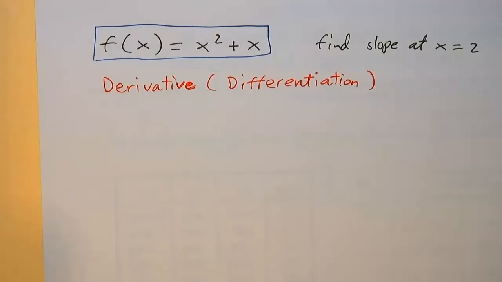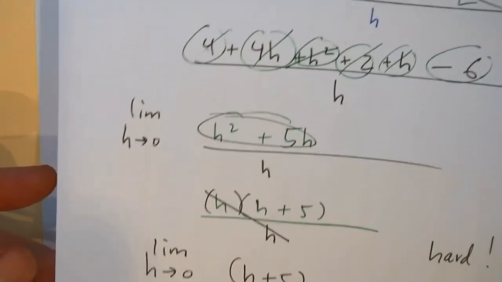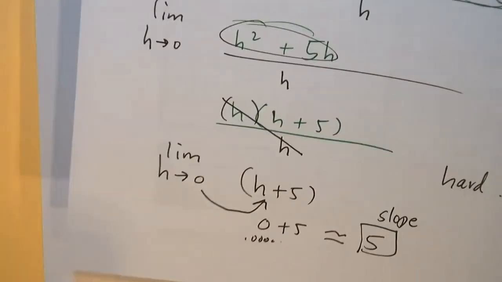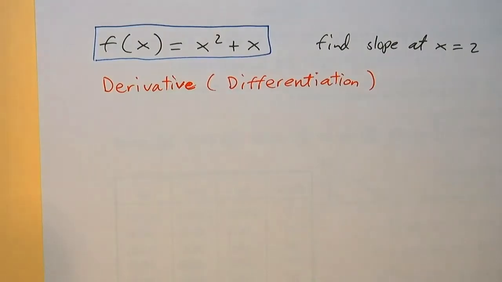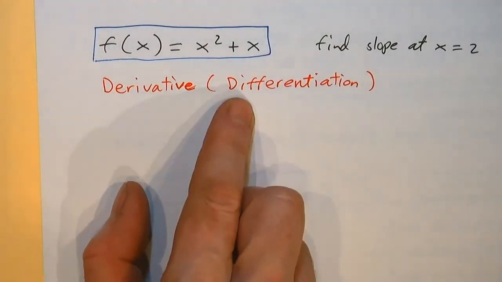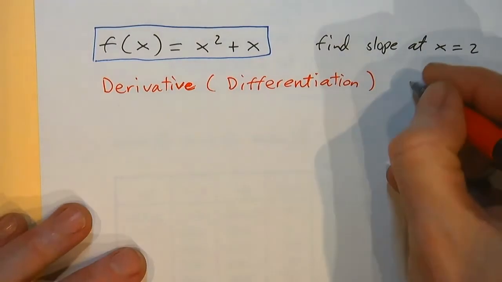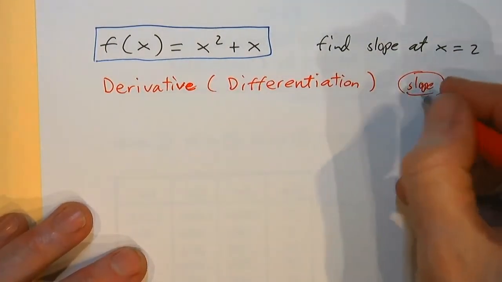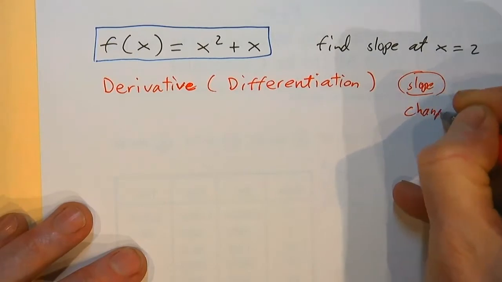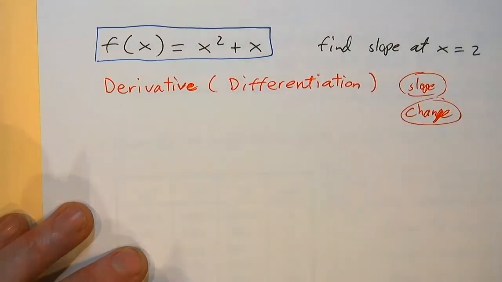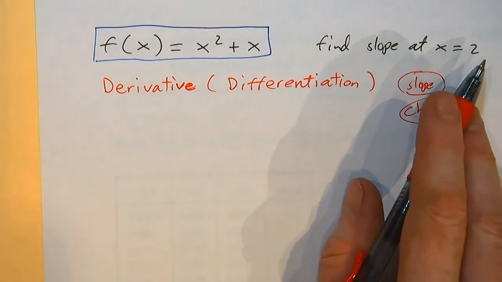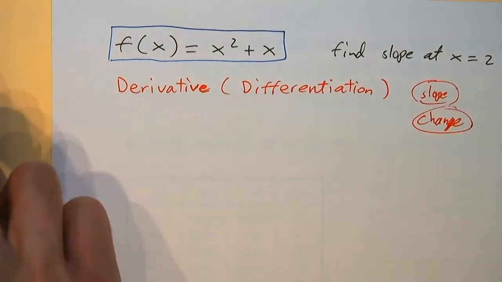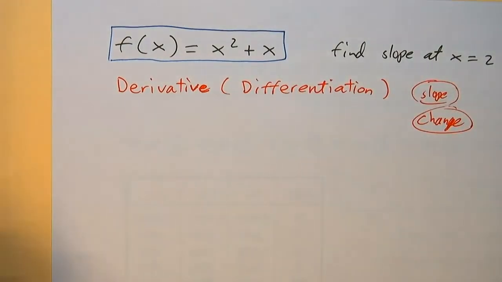All right, yesterday we looked at this parabola and we did all this work and we found out the slope was 5. Well, here's what you got to do. We call it the derivative or differentiation. This is the calculus fancy word for slope. Remember, a slope is just a fancy word for change. How does the graph change at x equals 2? How much is it going up or is it going down?